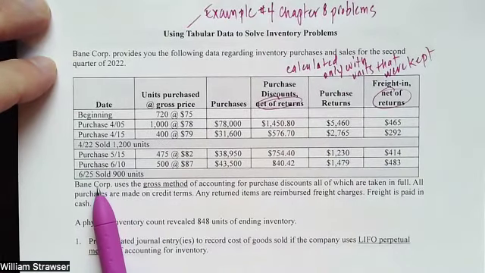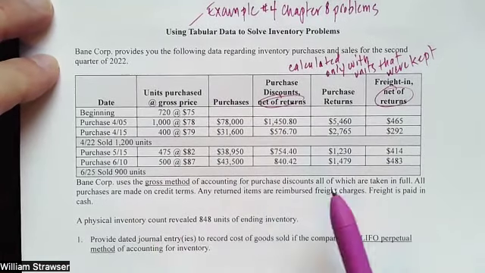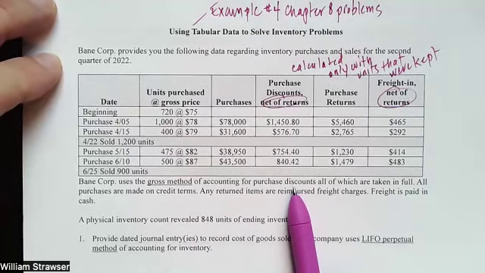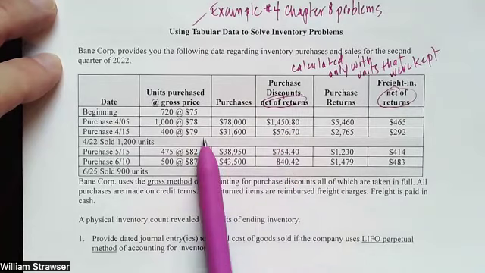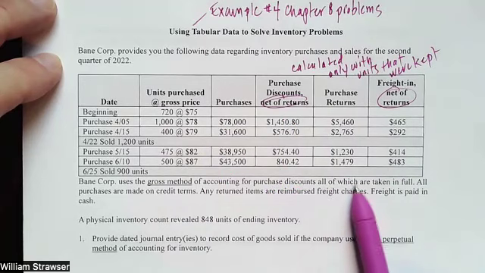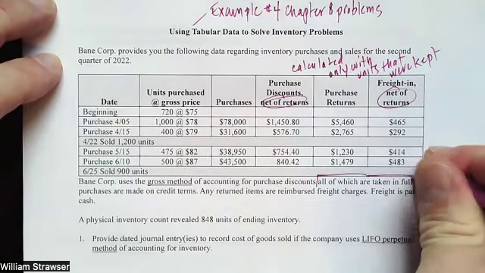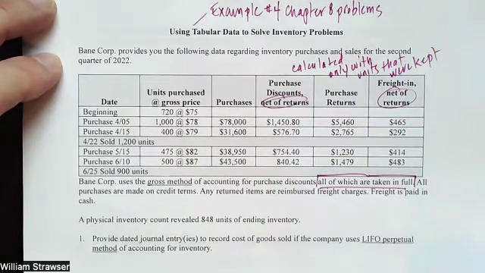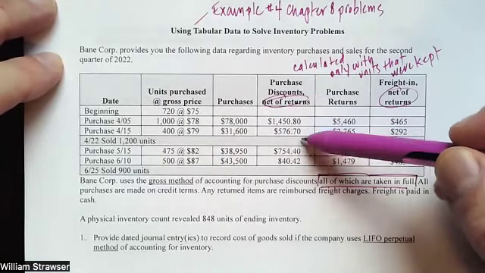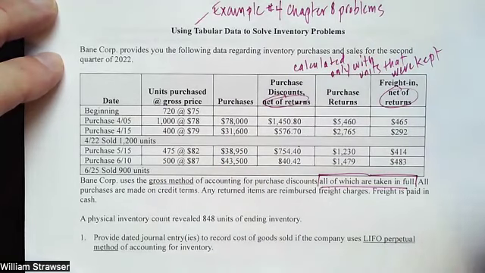So this is Bane Corp, and Bane uses the gross method of accounting for purchase discounts. I'll talk a little bit about what this table would look like under the perpetual method, all of which are taken in full. And this is that guaranteed part where I'm telling you no one misses a discount here. So every time they're paying within the discount terms, they're getting the discount that was offered them.